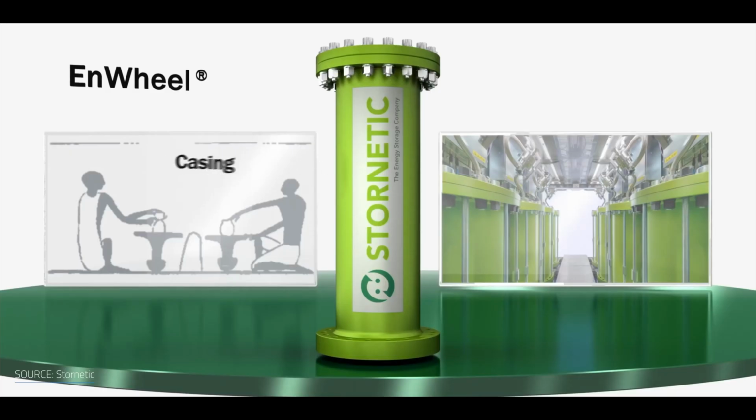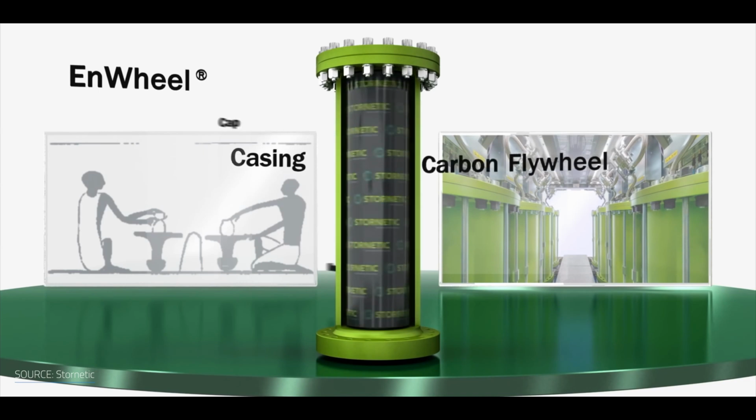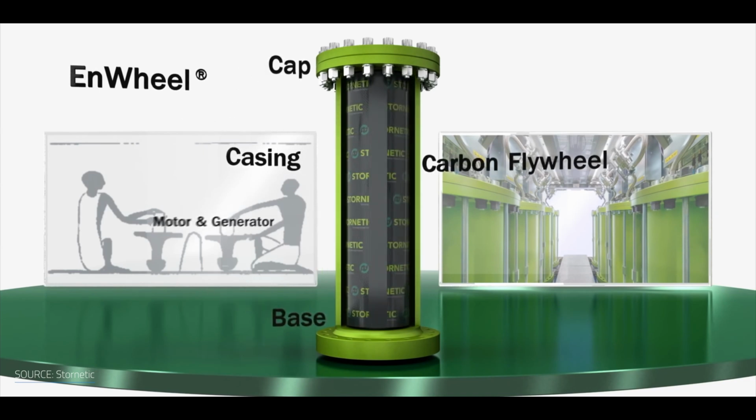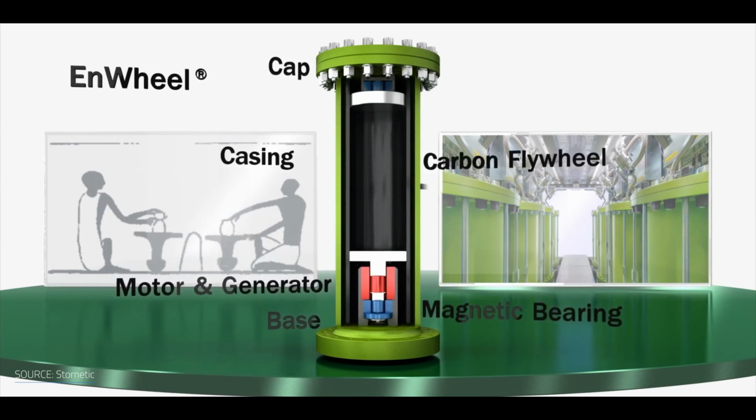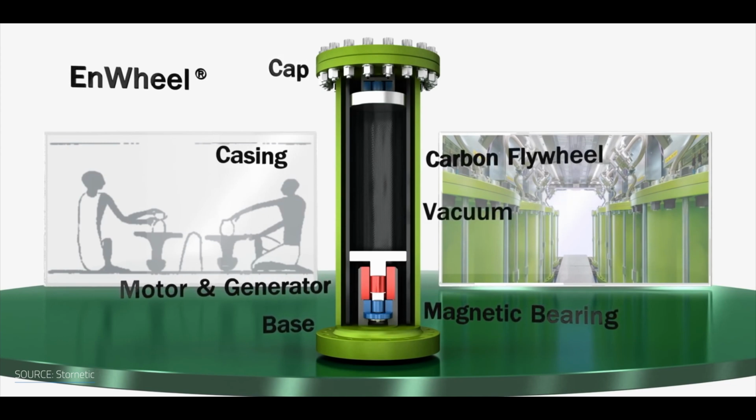Advanced flywheels are housed in a vacuum enclosure to reduce aerodynamic drag. They also have air or magnetic suspension bearing technology to reach those high speeds and are made of materials with high strength-to-weight ratios like carbon and fiberglass.